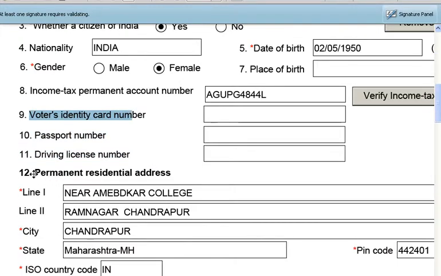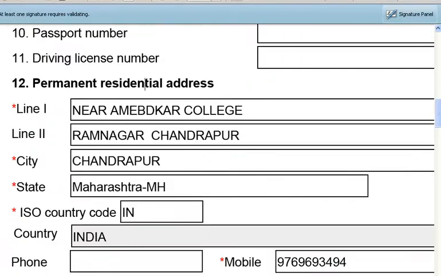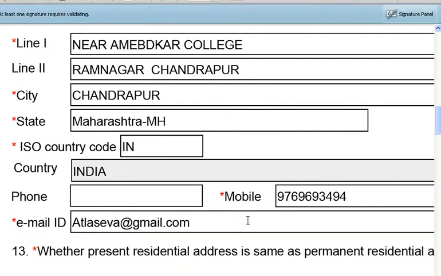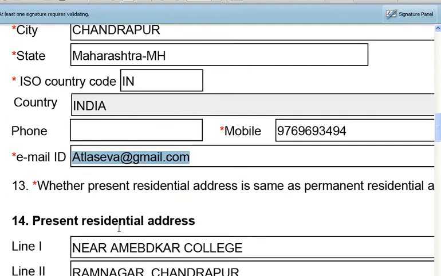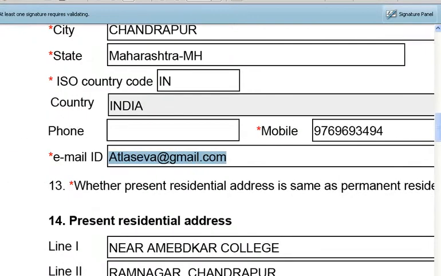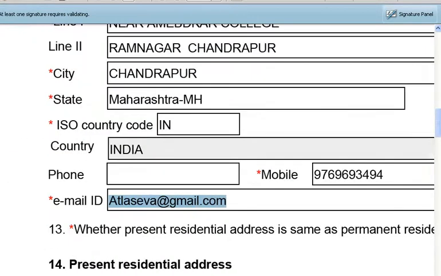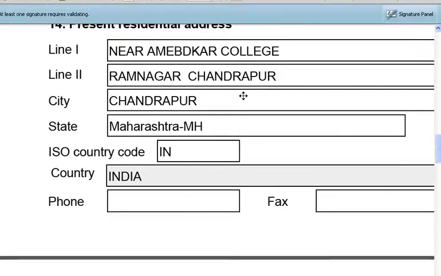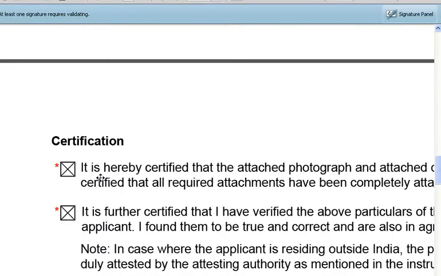Then we need to write the permanent residential address, with the city, state, country, mobile number, and email address. The present address may be different from the permanent address, so we give the same details for the present address.